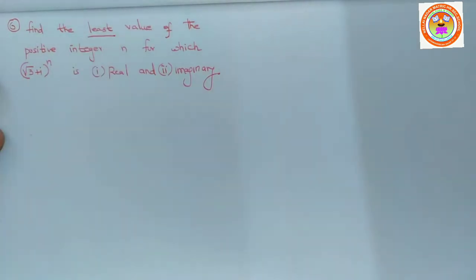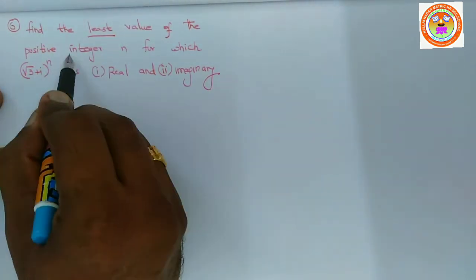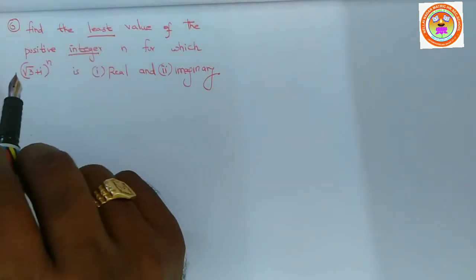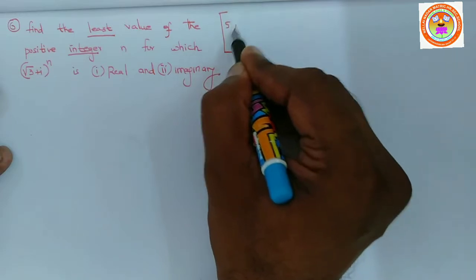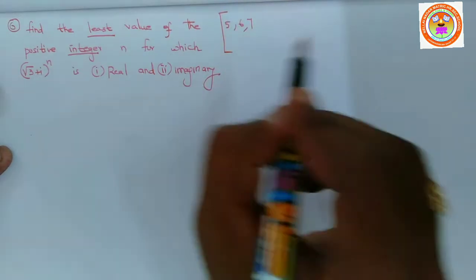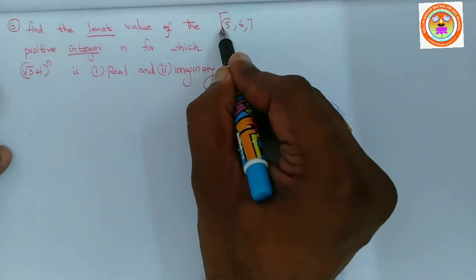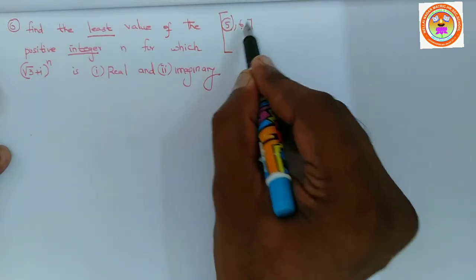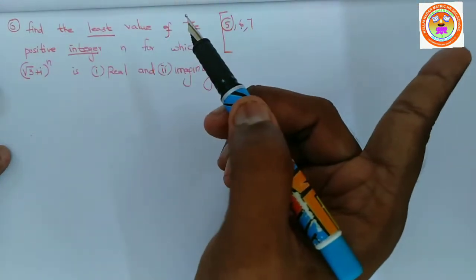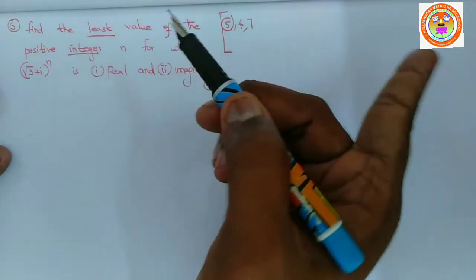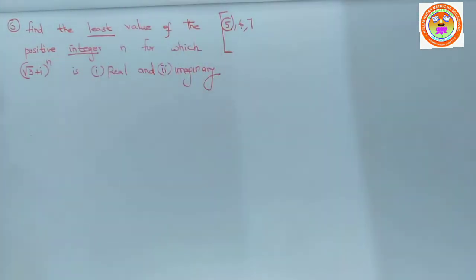Least value of the positive integer. We know what an integer is: 1, 2, 3, minus 1, minus 2, minus 3, 0 also. So if we take the numbers 5, 6, 7, which is the least positive integer? 5 is the least positive integer. All three numbers are positive integers, and in that, 5 is the least.